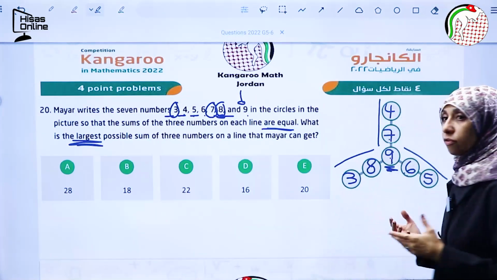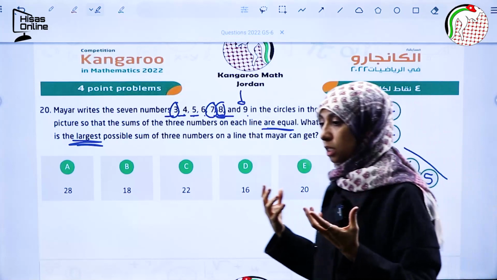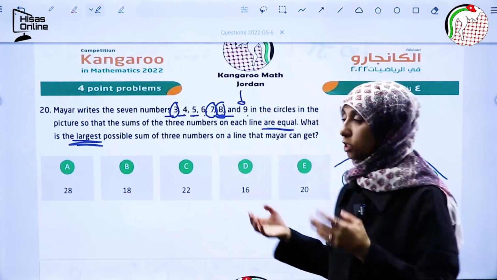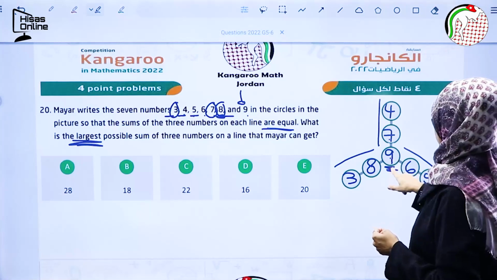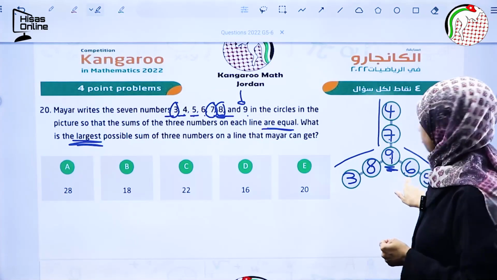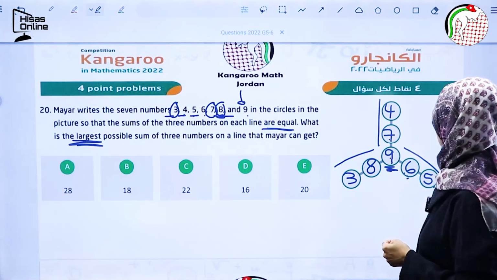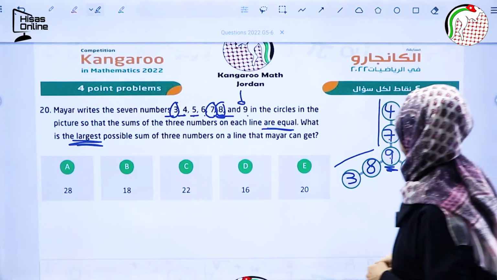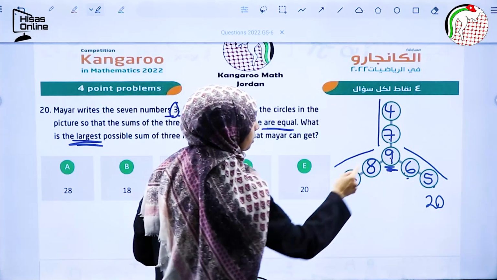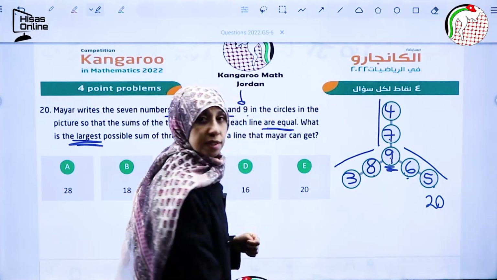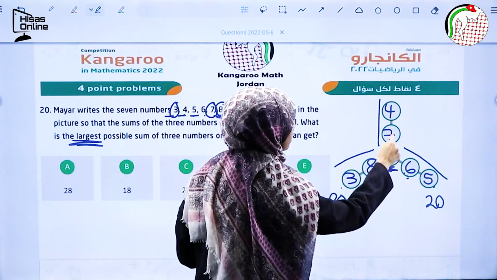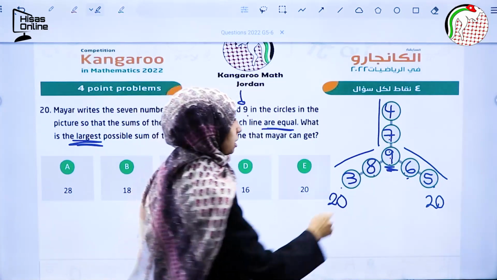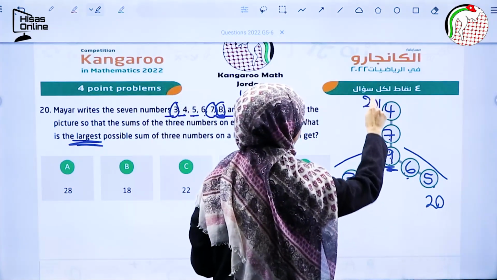Now, let's add and double check. Do I have the same sum on each line? Here, 9 and 6, 15, plus 5, that makes 20. The other line, 9 and 8, 17, plus 3, 20. 9 and 7, 16, plus 4, 20.